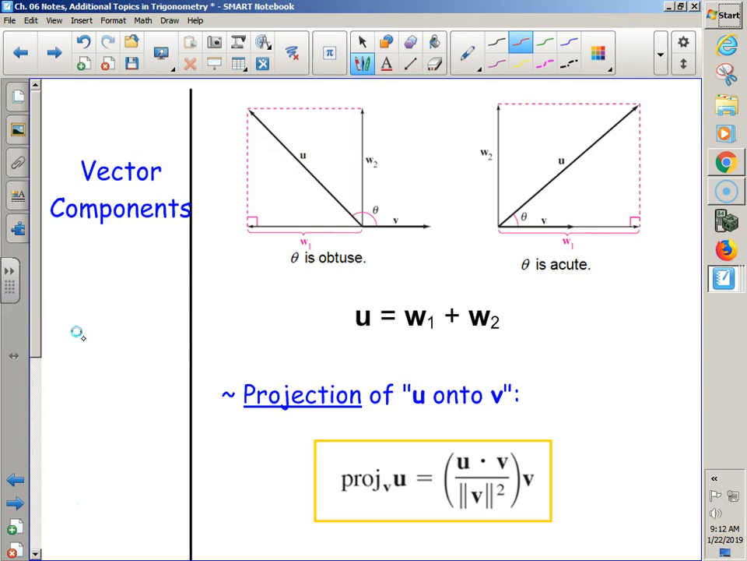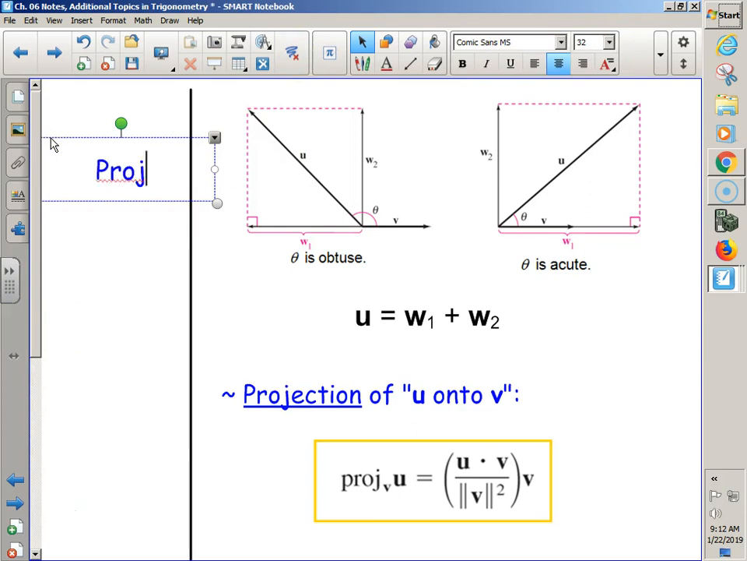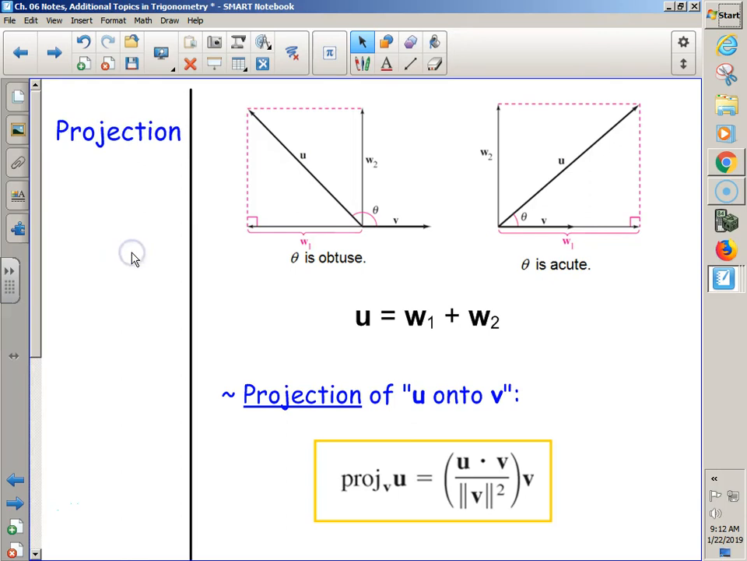In this idea, we're talking specifically about projection, projecting u onto v. You know what? Actually, maybe I might change this title, because we already talked about vector components, and we were specifically talking about side carets. That might get confusing. Let's just do projection instead, okay? We'll call this projection instead of vector components. You guys have some idea of the word project, right? Projection.